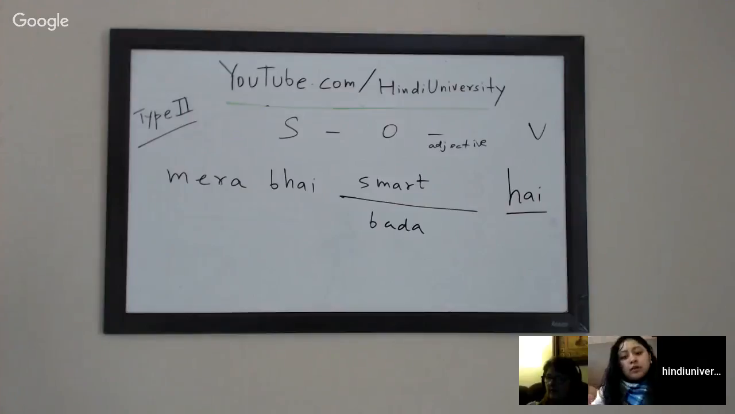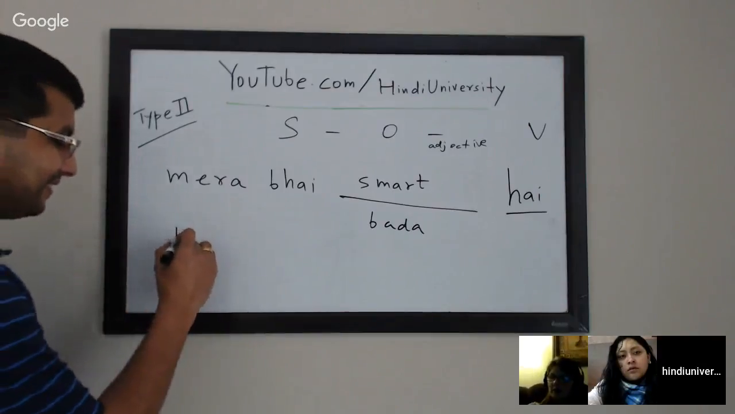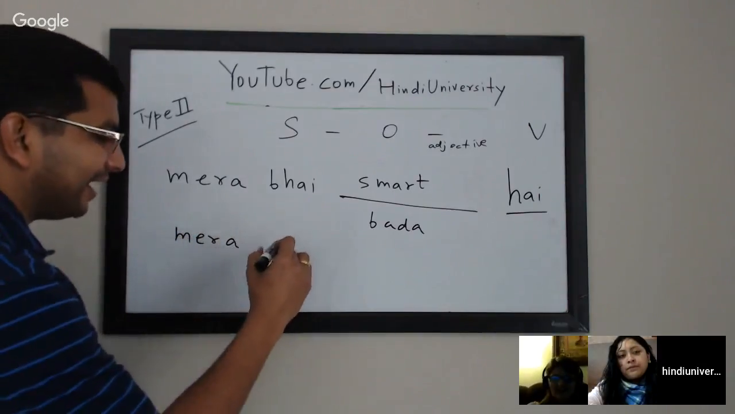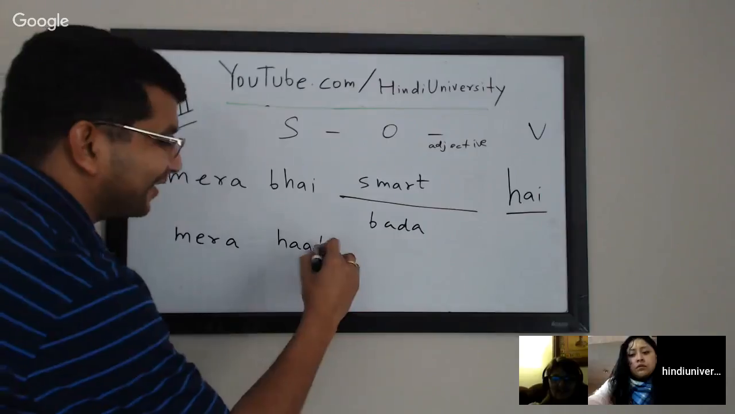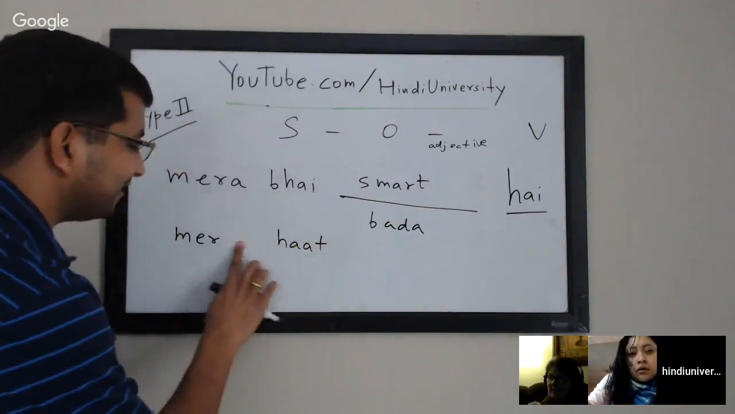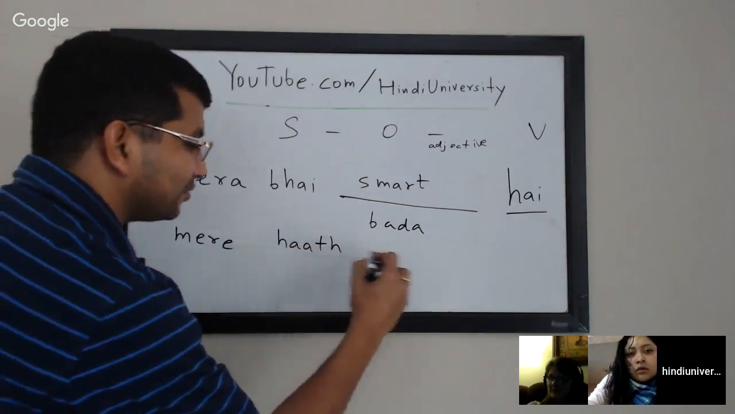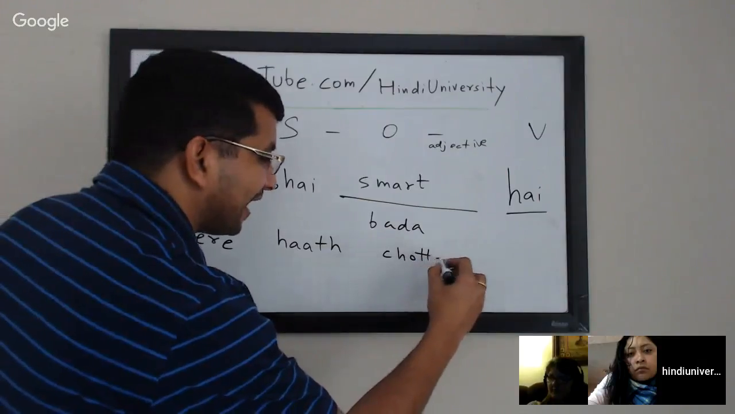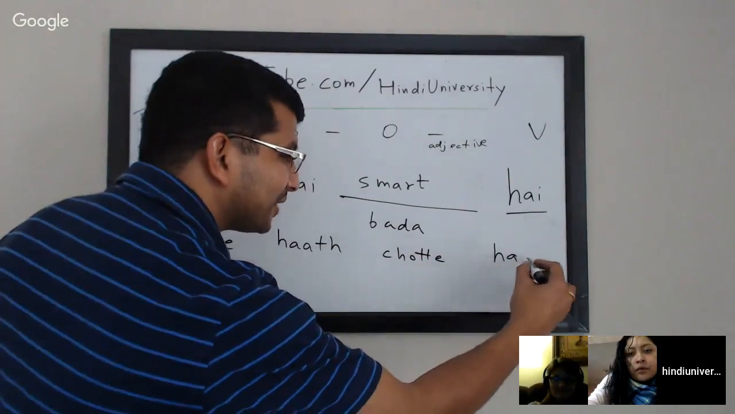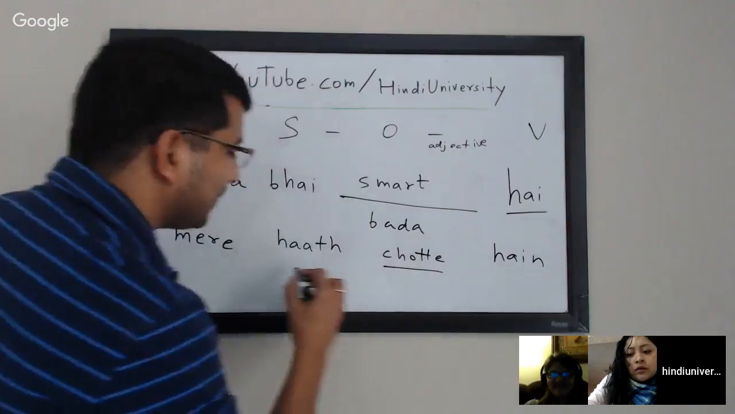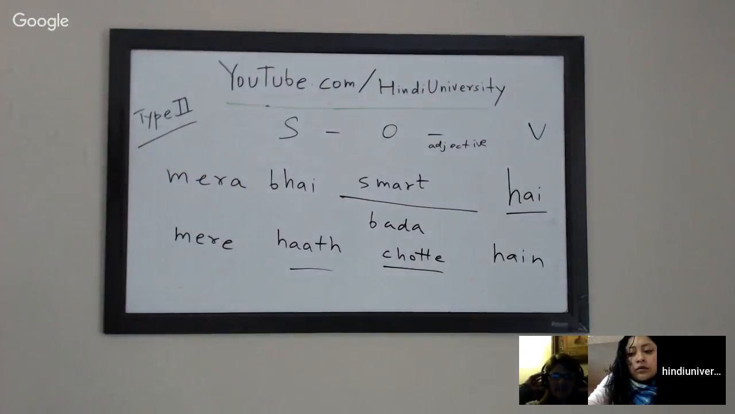Okay. What else? मेरा हाथ छोटा है. Okay. So you can say मेरे हाथ छोटे हैं. My hands are small. Very good. मेरे हाथ छोटे हैं. Okay. My hands are small.